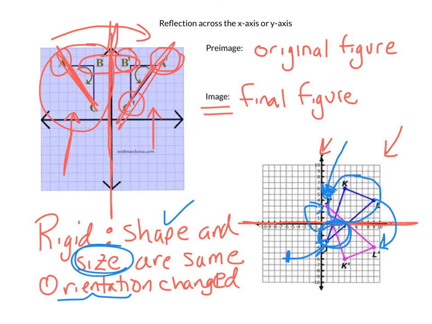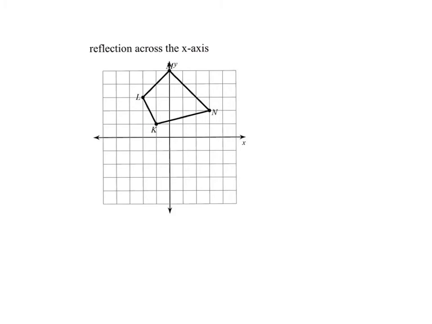So now that I've scribbled all over that, let's try some on our own. This problem asks us to reflect this figure across the x-axis. Here's the way to actually do these. We're going to graph them. First, I want to find the x-axis so that it's anchored in my head, so I make it bigger so it really stands out. Then I'm going to look at each of the corners, or vertices, of this four-sided figure.